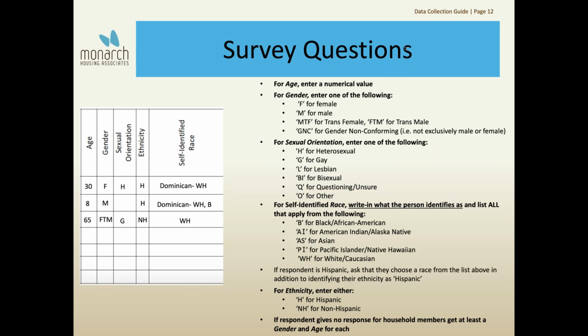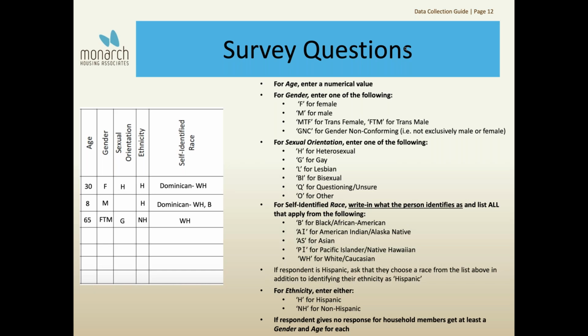We have F for female, M for male, MTF for trans female, and FTM for trans male, as well as GNC for gender nonconforming. Sexual orientation is a new field this year. You will find in our abbreviations guide all of these abbreviations so that when you are completing these surveys in person, you will have that with you and be able to reference that.